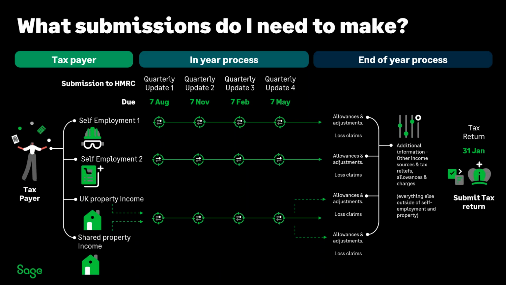Finally, by the 31st of January, you will then submit your final tax return. All you're doing at this point is just confirming that all the information you've already sent over is correct and accurate to the best of your knowledge, meaning HMRC can give you a more accurate estimation of your tax liability.